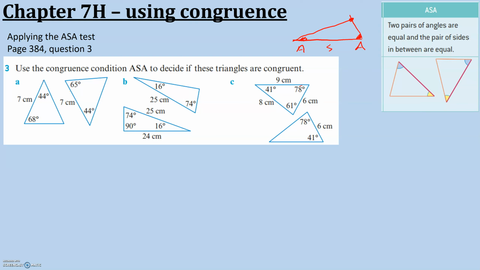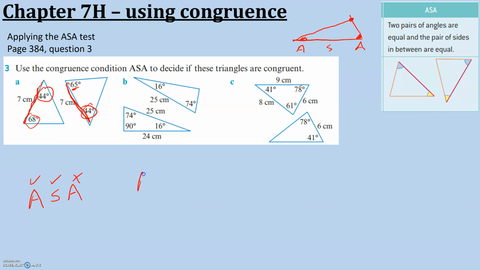So let's apply our test to the first pair of triangles: angle, side, angle. They've only given us one side on here, so let's start with that. Does it match? It does. We've got two sides at 7 centimeters, so a matching side. Let's have a look at the angles at the end of that side. We've got a 44 that matches, and we've got a 68 here, and oh no, that doesn't match with our 65 here. So we've just failed the angle side angle congruency test.